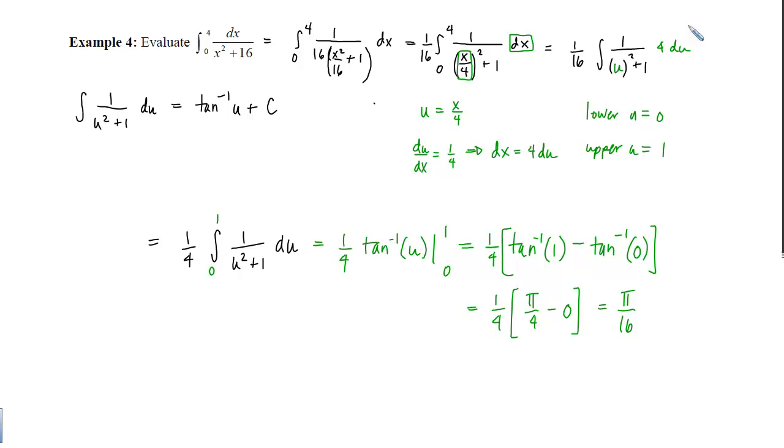So now what I'd like you to do is think about how these steps would have changed if we did not change our u limits. If we stuck with the x limits, what else would we have had to have done in order to arrive at the same answer?